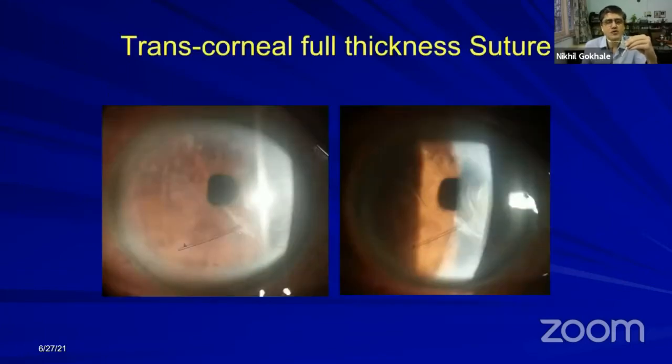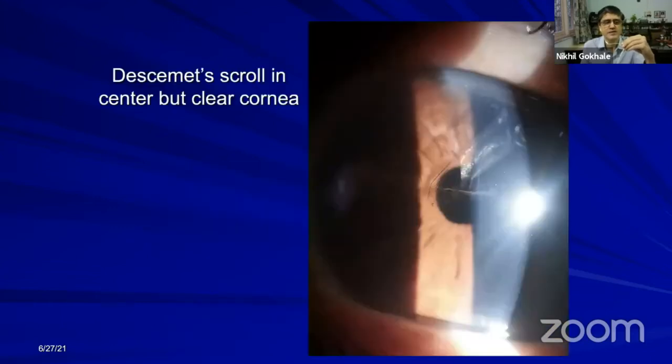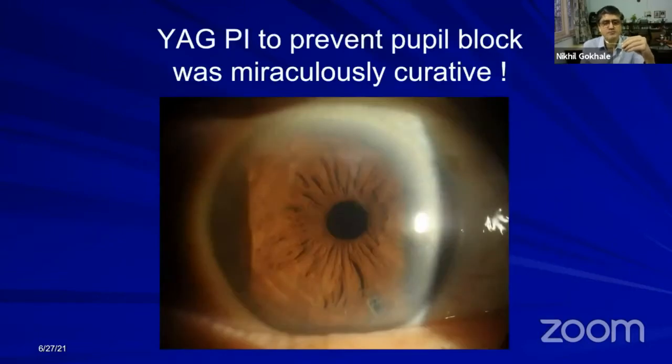Sometimes you might need to put transcorneal full thickness sutures in some difficult cases which fail bubbling once or twice. You may also have patients where there are adhesions where you need to roll and release them before you inject a gas bubble to make the Descemet supple and reattach. And sometimes you can have a Descemet scroll like this right in the center, causing some decrease in vision, but the cornea is now crystal clear and you have to accept the situation.